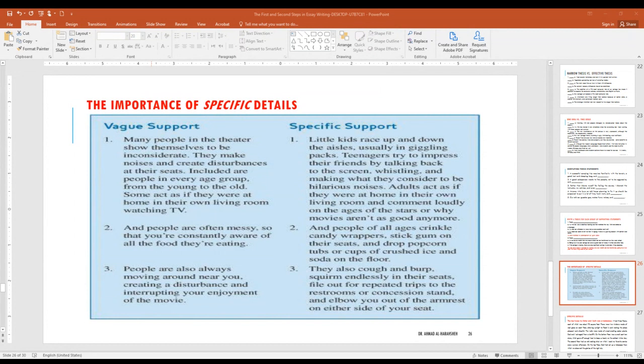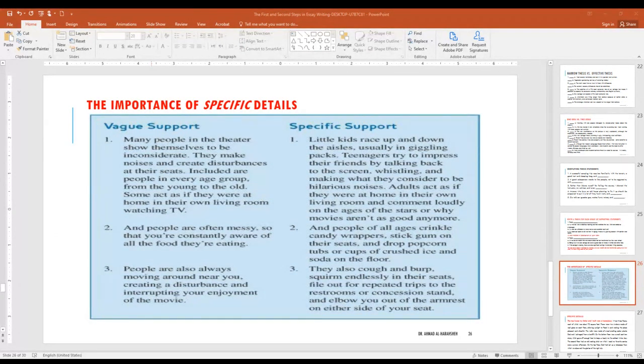Teenagers trying to impress their friends by talking back to the screen, whistling and making what they consider to be hilarious noises. Adults act as if they were at home in their own living room and comment loudly on the ages of the stars, or why movies aren't as good anymore. If we look at the first detail and the second one here, we can see the first one on the left is so broad, so vague, and the second one is specific.